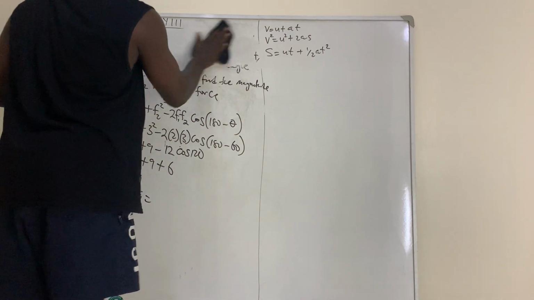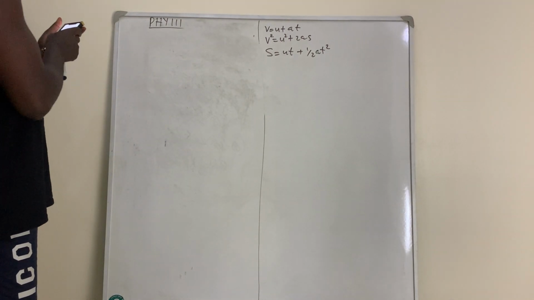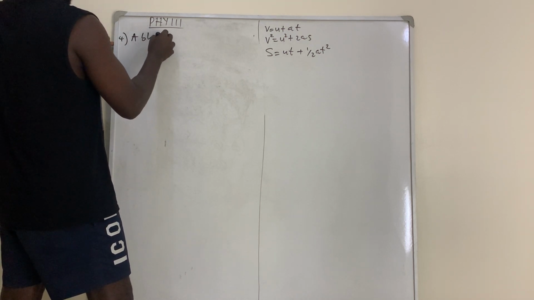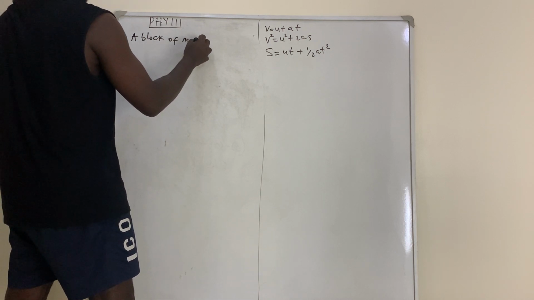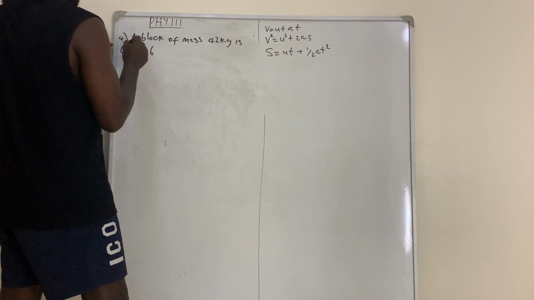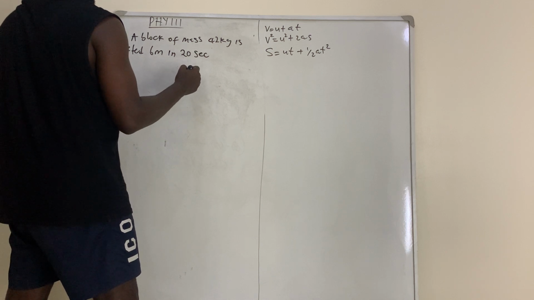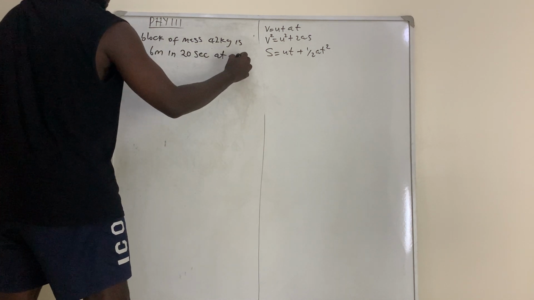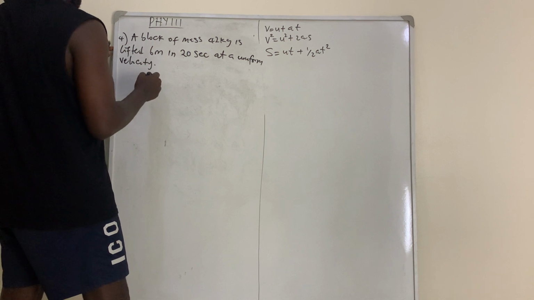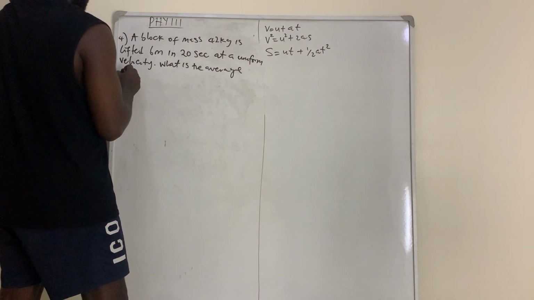So we move to the next question. Question number 4. Question number 4 said that a block of mass 42 kg is lifted 6 meters in 20 seconds at a uniform velocity. They now say, what is the average power required?